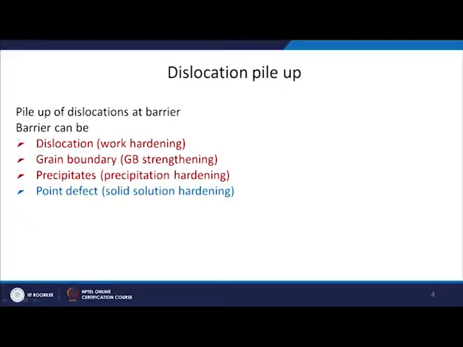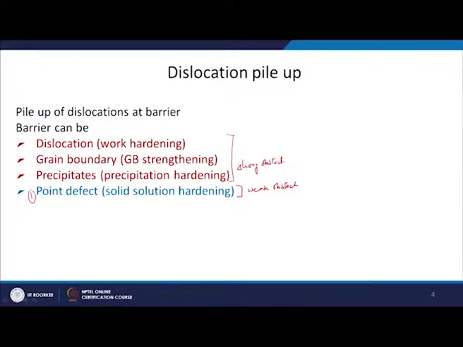I have grouped these three; these three are the ones which you can call strong obstacles, and this is a weak obstacle. Actually, I can also group them in a different way. If you see these three, the point defect, the precipitate and the dislocation, these three barriers come within the grain. They provide the barrier within the grain itself, whereas the grain boundary provides the barrier at the boundary of the grain.